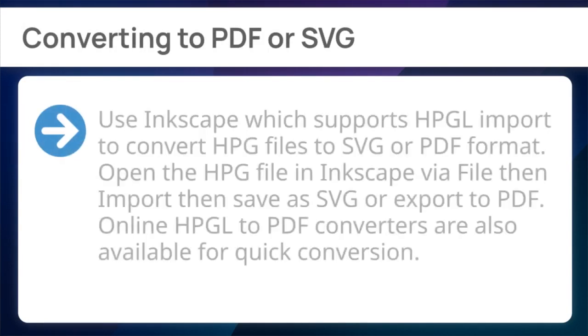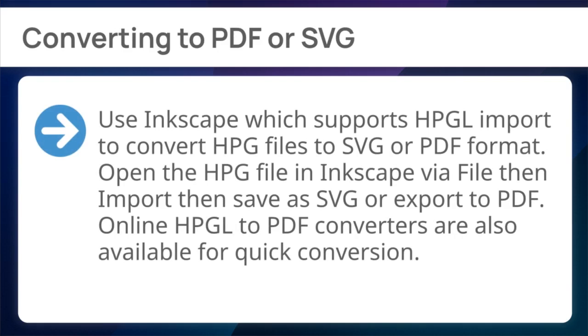Next, converting to PDF or SVG. Use Inkscape, which supports HPGL import, to convert HPG files to SVG or PDF format. Open the HPG file in Inkscape via File, then Import, then save as SVG or export to PDF. Online HPGL to PDF converters are also available for quick conversion.